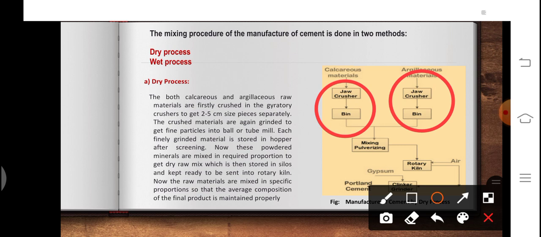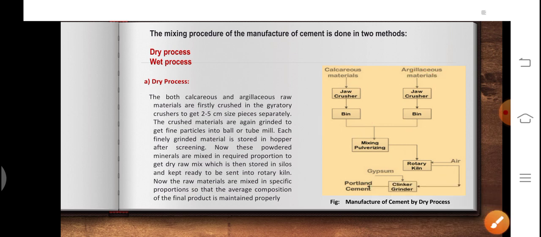By pulverization, the crushed materials become a fine powder. This fine powder is then taken into the rotary kiln. The raw materials are mixed in a specific proportion so that the average composition of the final product is maintained properly. So this is the ray diagram by which you can understand the process.